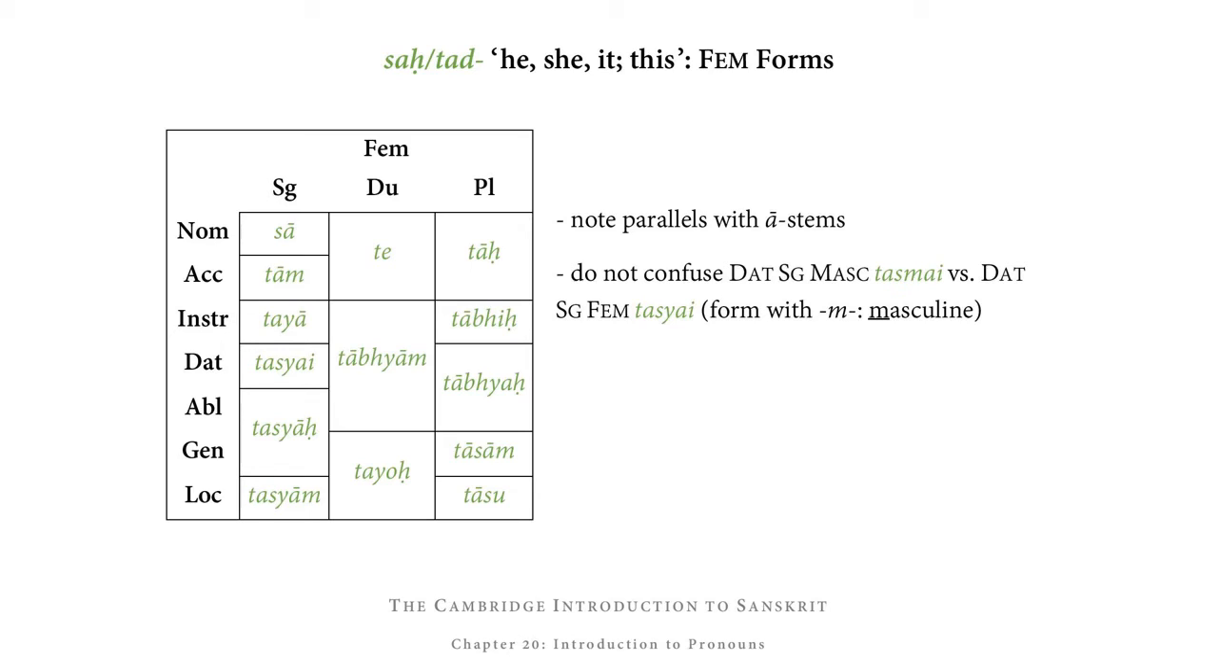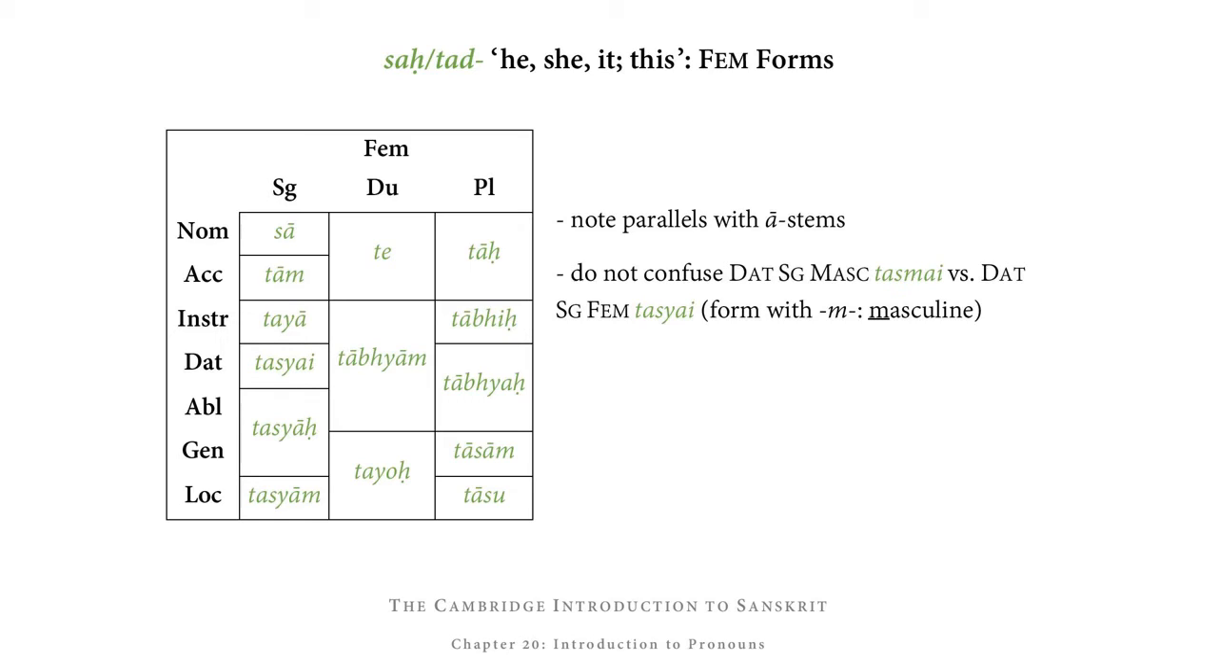And then in the genitive, again, we have a slightly different form from what we might expect, namely we have ta sam rather than ta nam, which we might expect on the basis of sena nam, but no, here we have ta sam, so make sure to remember that. And then in the locative we have ta su, with the ending that we already know from sena su.